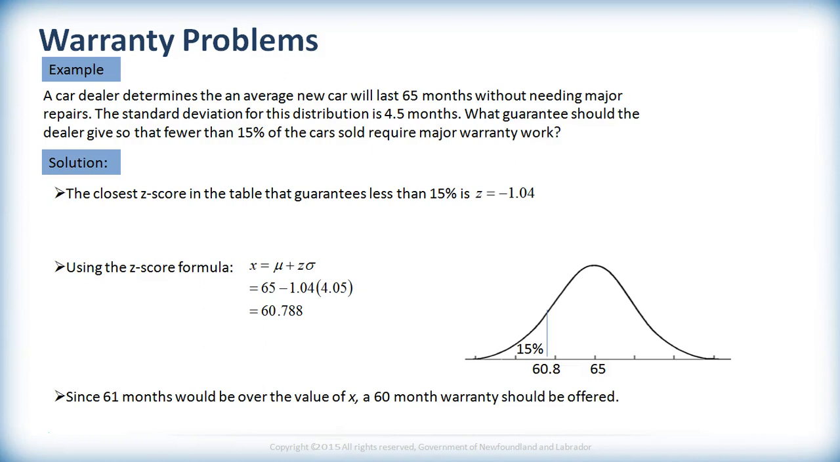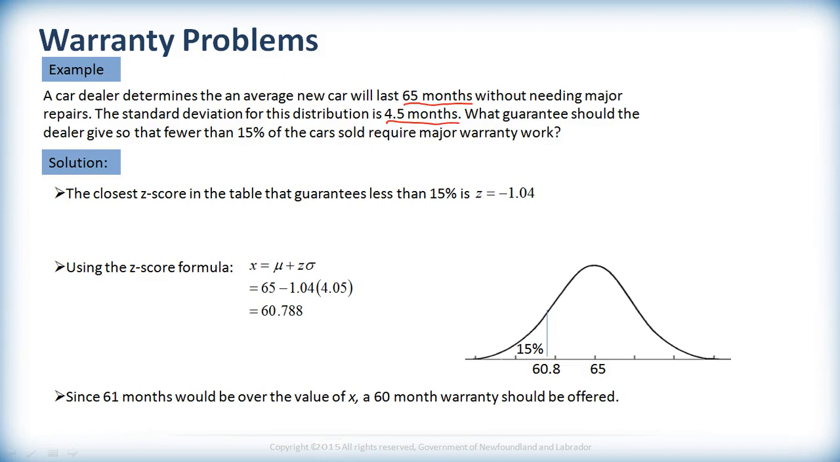Okay, so here's our first example of a warranty problem. A car dealer determines that an average new car will last 65 months without needing major repairs. Okay, so it doesn't mean minor, but without needing major repairs. The standard deviation for this distribution is 4.5 months.